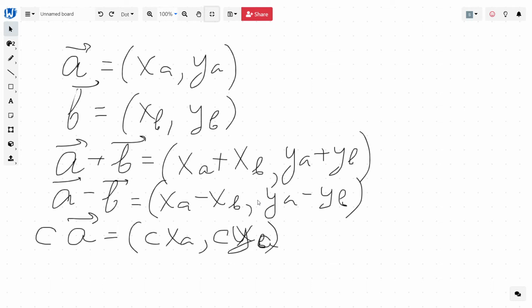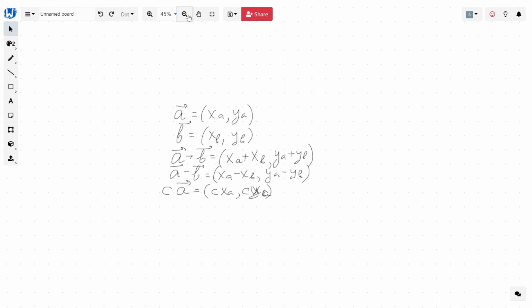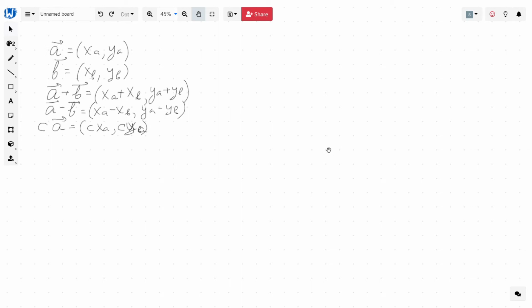Now let's do a couple of exercises. Let's make this a little bit smaller, put them in the corner, so they sit there. Let's just correct this ya, so it looks better. And let's consider two vectors. Vector A as, say, 1, 3. Vector B as -1, 5.